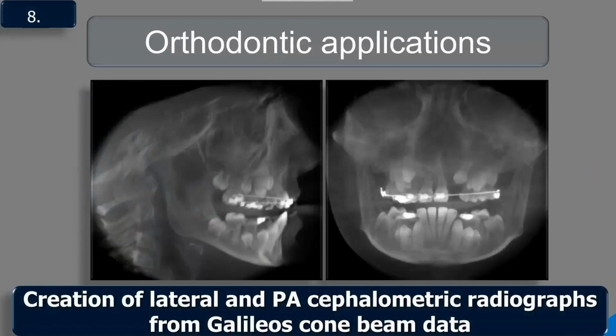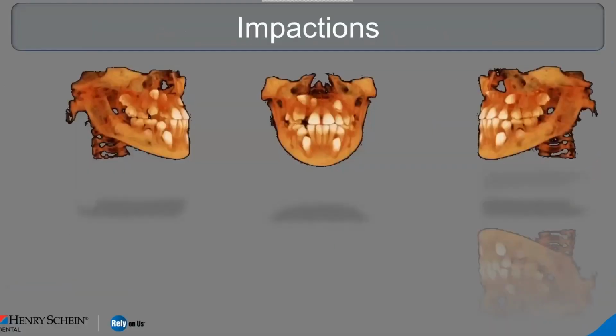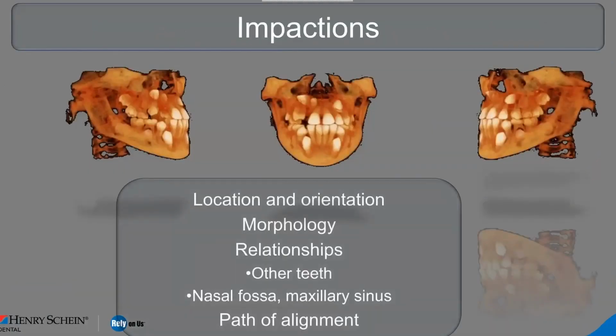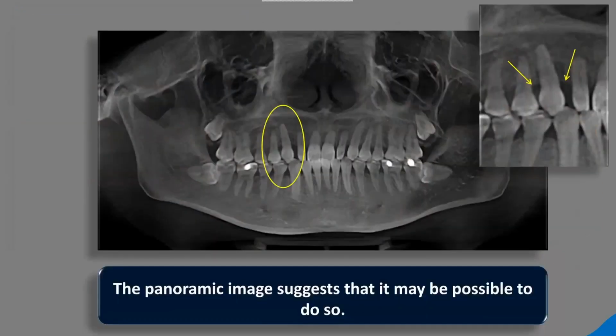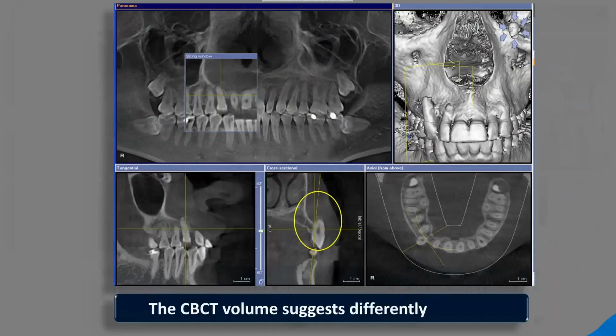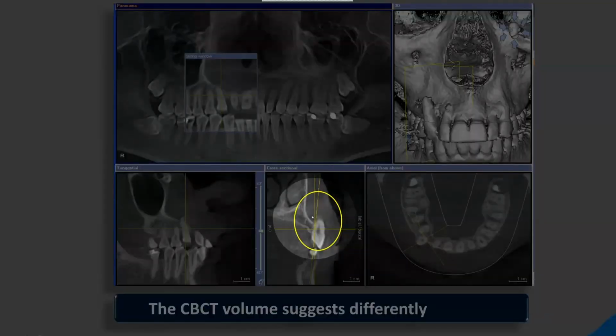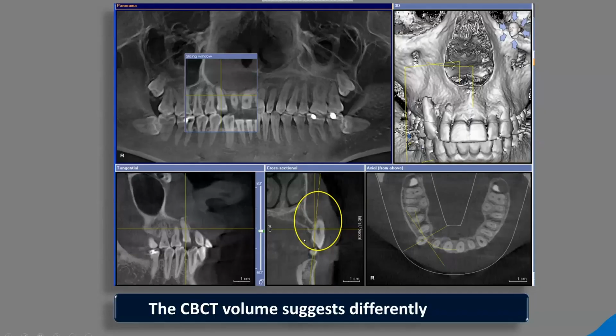Great for orthodontic applications, so we can recreate our lateral and PA ceph. We can look at the orientation or morphology of the teeth, the relationship to other teeth, path of alignment. So this was a case of a facially placed canine, and they thought maybe it would take about 9 months to correct that orthodontically. And based on the panoramic reconstruction, it did look like that would be the case. And yet when we get into it, how much bone is actually holding that tooth in place? Very, very minimal bone. So that would change the treatment planning for that particular case.